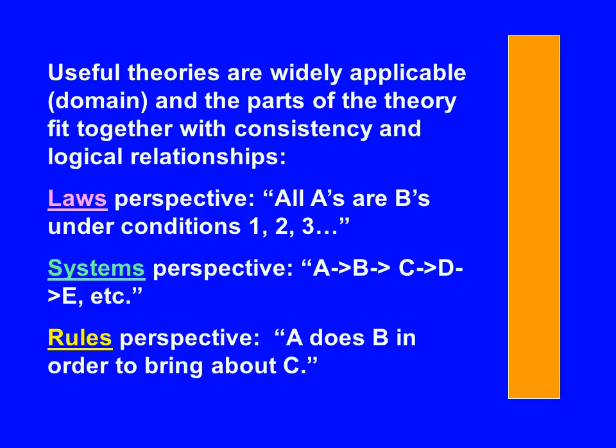The law's perspective says that all A's are B's under conditions 1, 2, 3. Now, what does that mean? Well, all students A are B's, students at the University of Houston, if they meet the conditions 1, 2, 3. They've signed up for classes, they've been properly admitted, they've had their meningitis shots, they've paid their fees, they may have adequate scores according to the admission standards, etc., etc., etc.